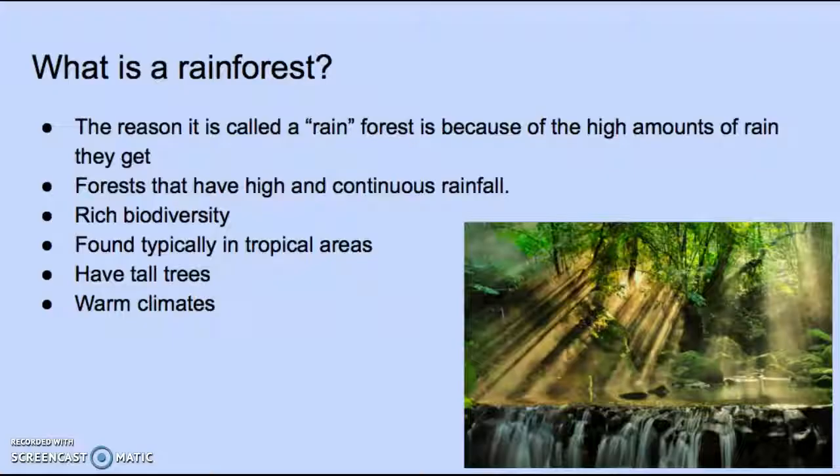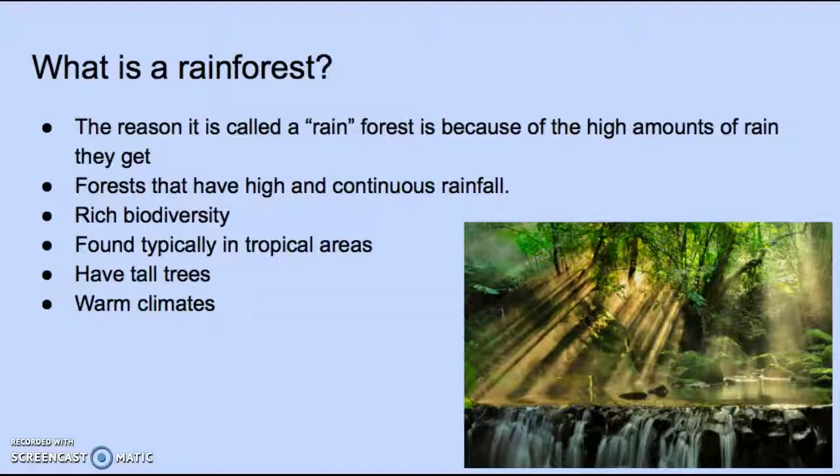Let's get started. What is a rainforest and why is it called that? The reason it is called a rainforest is because of the high amounts of continuous rainfall they get each day. Rainforests have rich biodiversity, which means they have a lot of animals and living organisms that live there because of the warm weather. Rainforests are typically found in tropical areas close to the equator because there will be warm weather year-round and lots of rain.